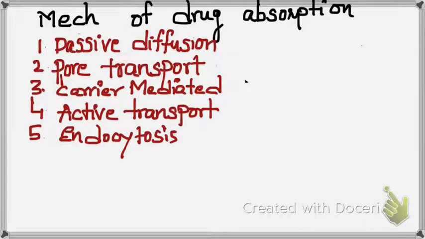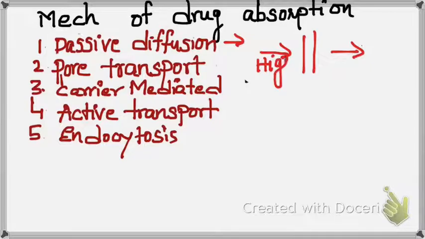Many drugs are absorbed by passive diffusion. In passive diffusion, the drug moves from one side to the other side based on concentration gradient. So from high concentration, the drug enters into the low concentration region. By this method, drugs are absorbed in passive diffusion. In pore transport, the movement of molecules occurs through the protein channels.